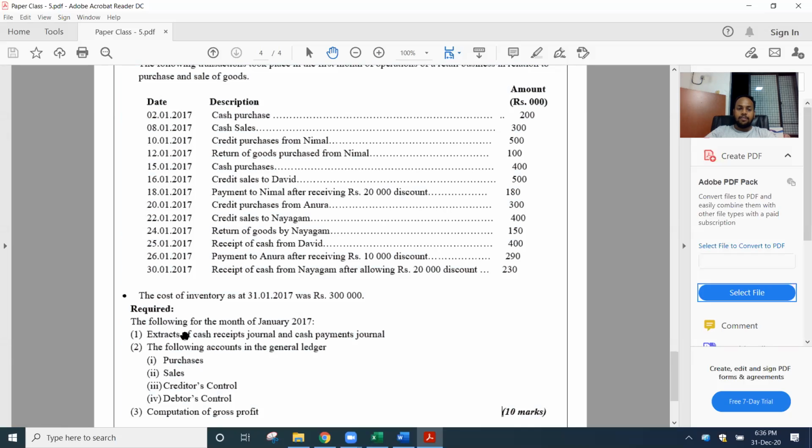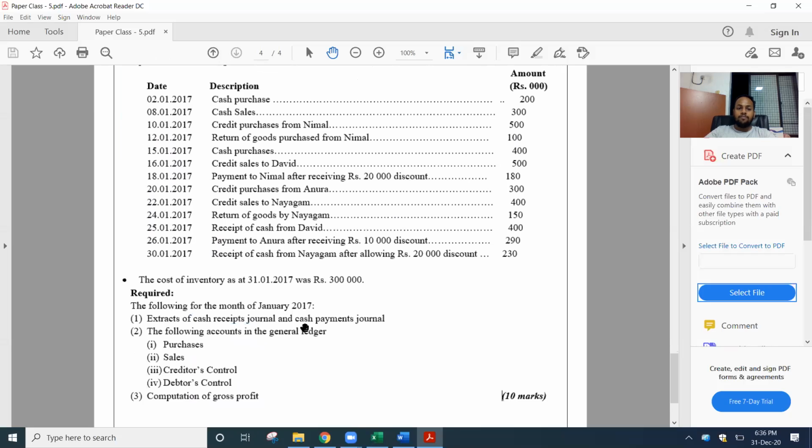Right. So first, let's draw a cash receipt journal and a cash payment journal. And also, even though they don't ask, I will be preparing the other prime entry books which are relevant for this question. So what are the other prime entry books relevant for this question? We have return of goods purchased from Nimal. So what you purchase, return. So this is return outwards.